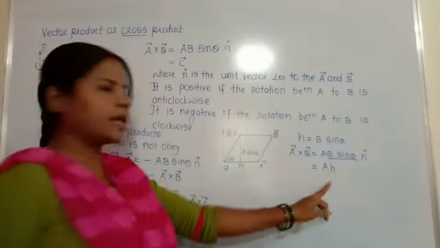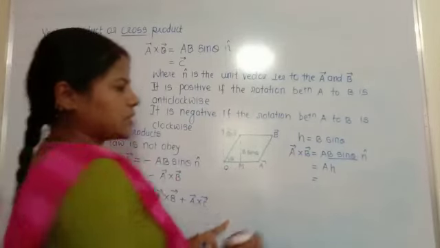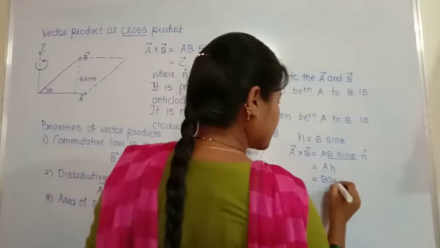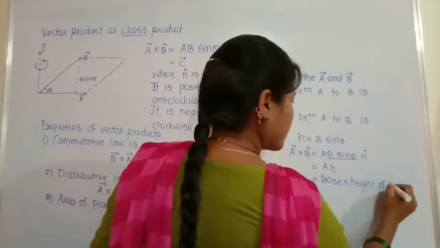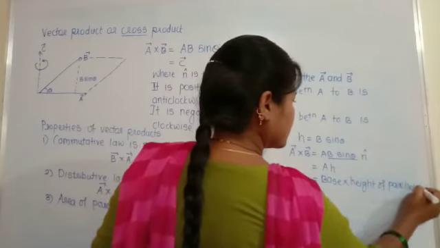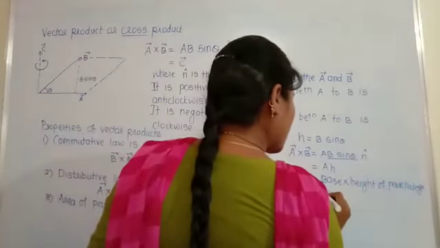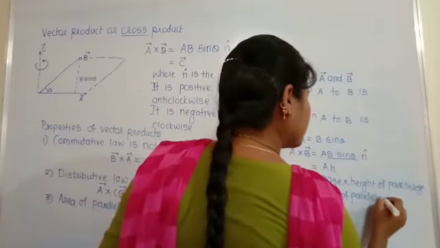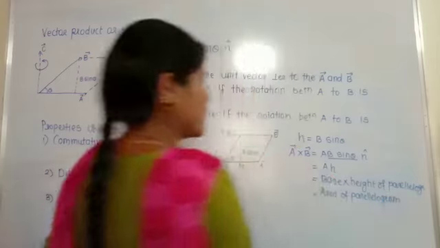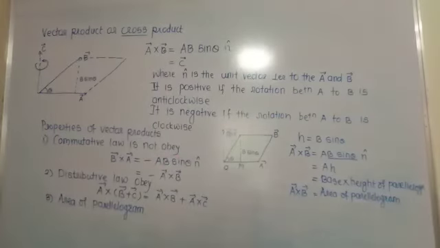So A into h, and this A is nothing but the base vector. So that's why we can write base into height of the parallelogram, which is nothing but the area of the parallelogram. Okay, so by using this vector product we can find the area of a parallelogram. This is one of the most important properties.